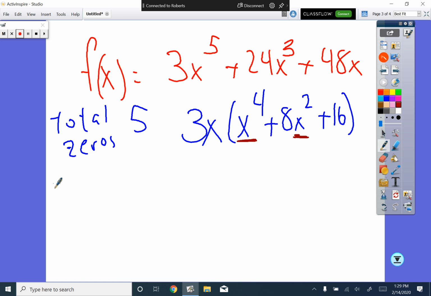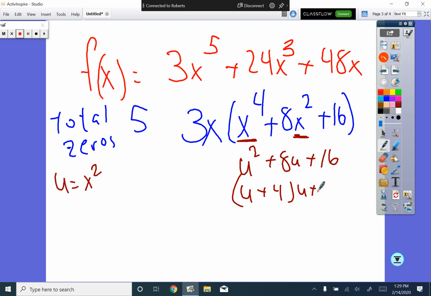Does anybody remember how we could factor this? U substitution. So over here, u could be x squared. So I say, okay, this is u squared plus 8u plus 16, factors of 16 that get me to be 8. Factors of 16 to get me to be 8, 4 and 4, so I could have u plus 4, which is just x squared plus 4. How many of those do I have? 2 of them. Agreed? And then we're going to bring him down.